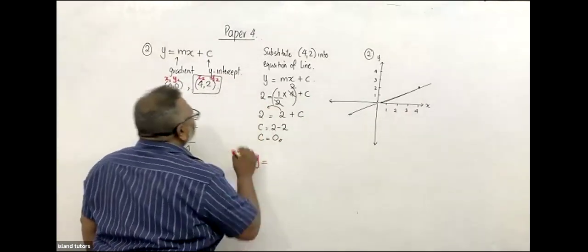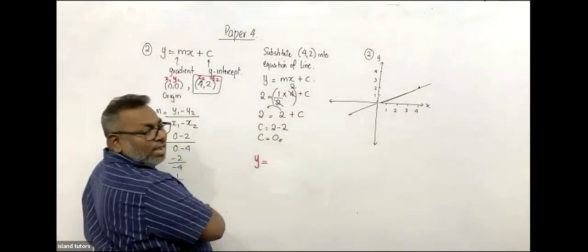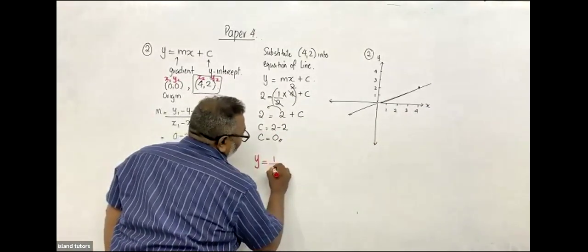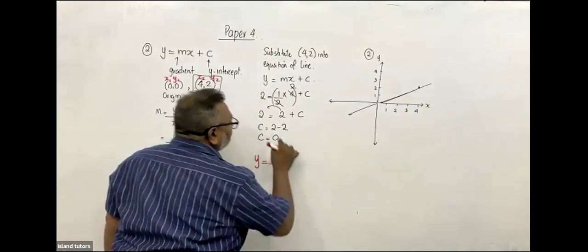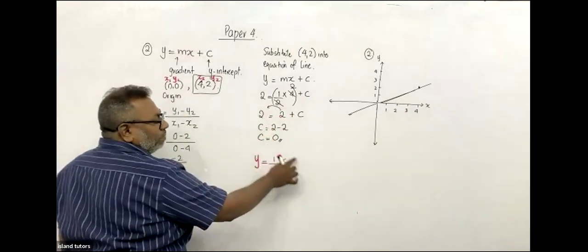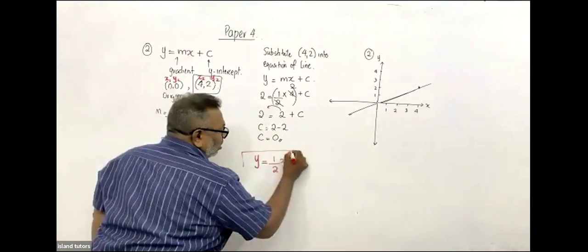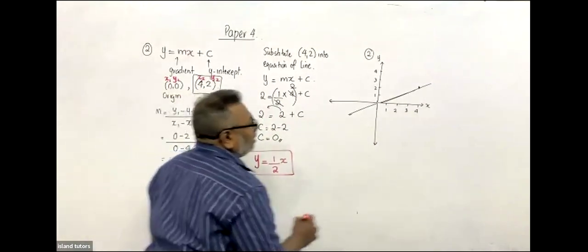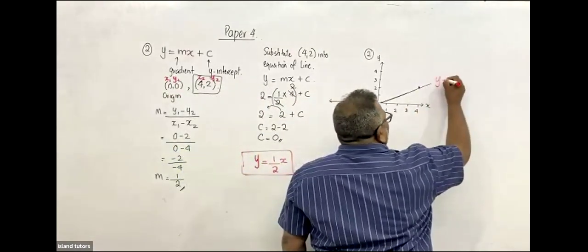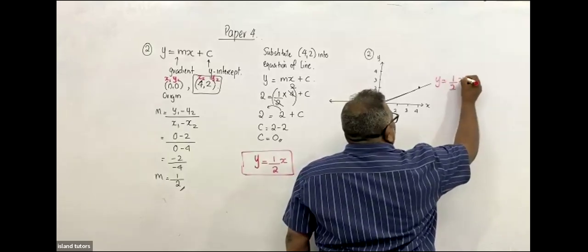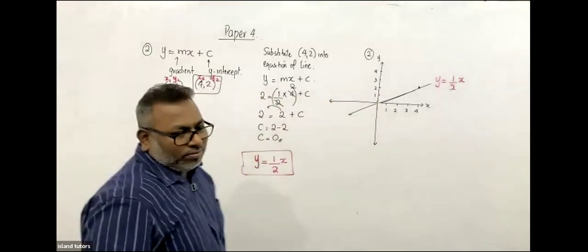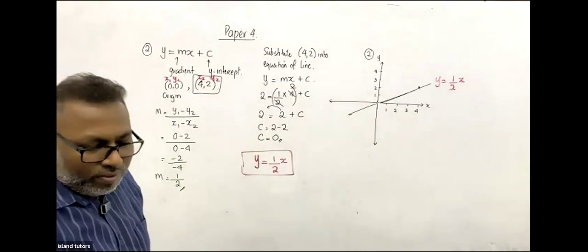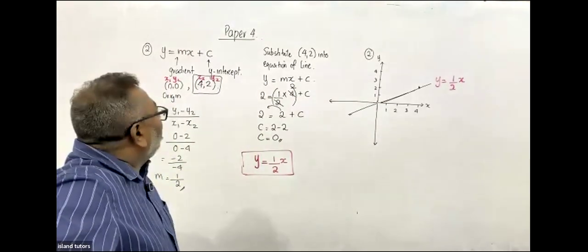Y equals, your gradient is half x, your y-intercept is 0. So this is the equation of your straight line: y equals half x. Okay, that should be your answer for question number 2.